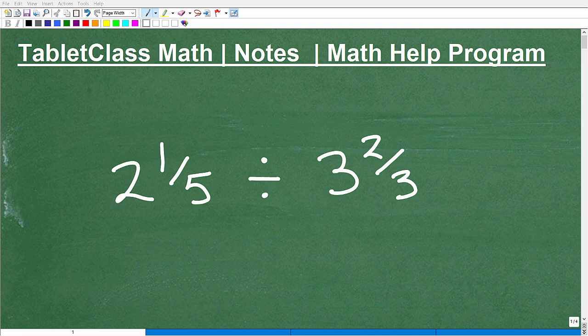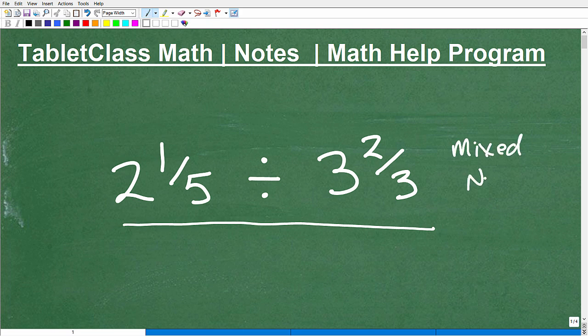Okay, let's divide these mixed number fractions step by step. So here we have 2 and 1/5, and we want to divide it by 3 and 2/3. And I'm using this term mixed numbers, okay? That's a very precise term when I'm talking about fractions, mixed number fractions.